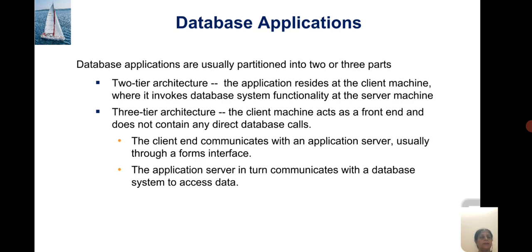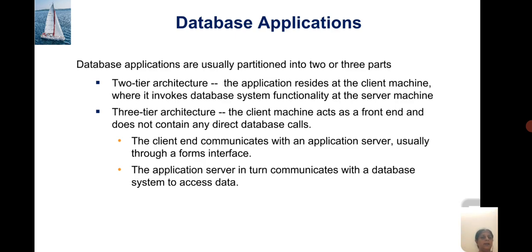In a two-tier architecture, the application will be on the client machine and the client will invoke the database system which resides in the server machine. So that will be two-tier architecture, the client and the server. The client will have all the applications and all the storage and retrieval process will be carried out in this server machine initiated by the client. So this is called the two-tier architecture.